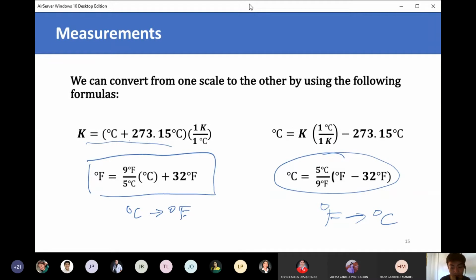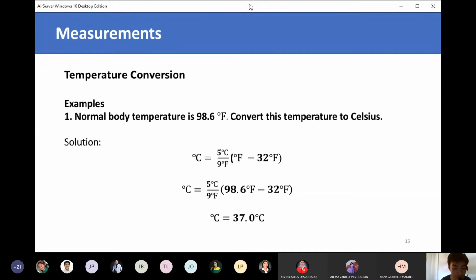Remember 273.15. So for example, madali lang naman kasi ito. If we have this Fahrenheit reading 98.6, we are going to convert this into Celsius. We will use the appropriate equation. All we have to do is plug the 98.6 into this equation, then we'll get 37 degrees Celsius. The rest can be done on a calculator naman. So I will not dwell on this that much now.